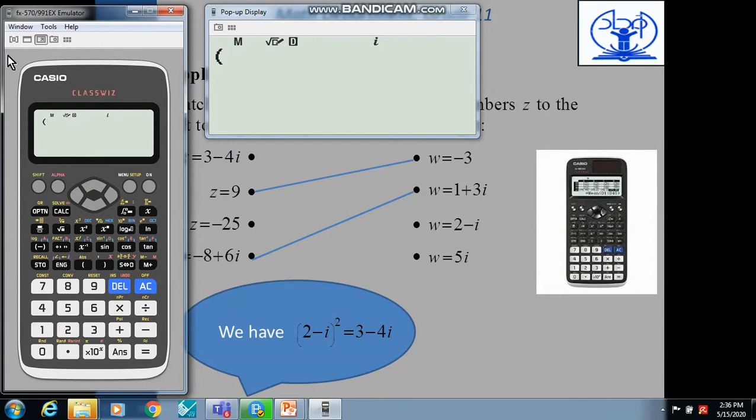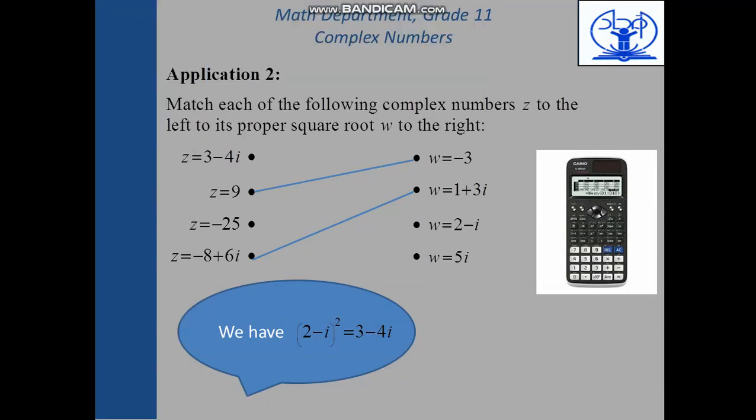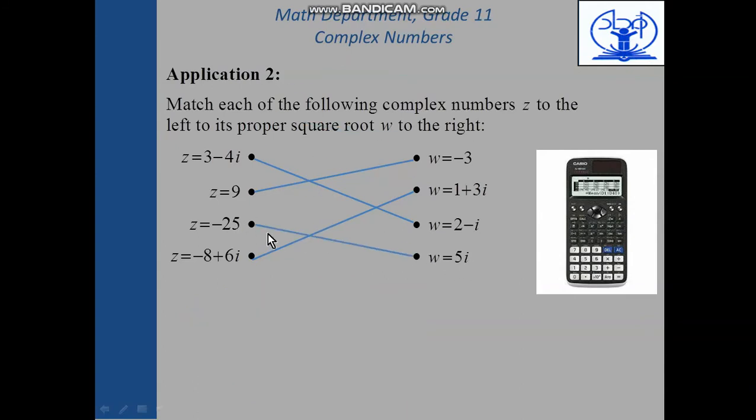We are already on the complex mode. We have an i here, so (2 minus i) squared equals 3 minus 4i, as we see on the calculator. So 2 minus i is a square root of 3 minus 4i. Now (5i) squared is equal to minus 25. This is easy. So 5i is a square root of minus 25.